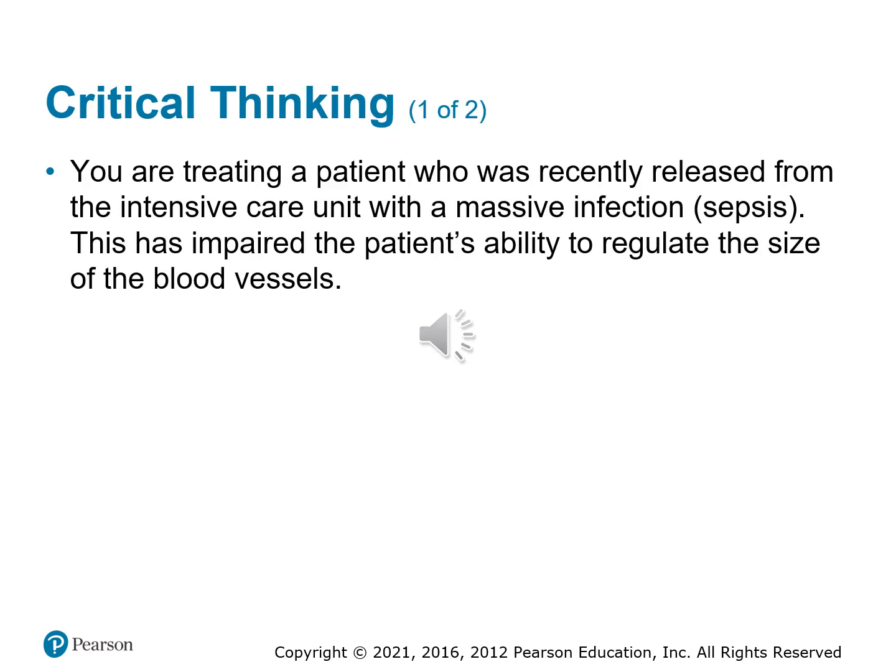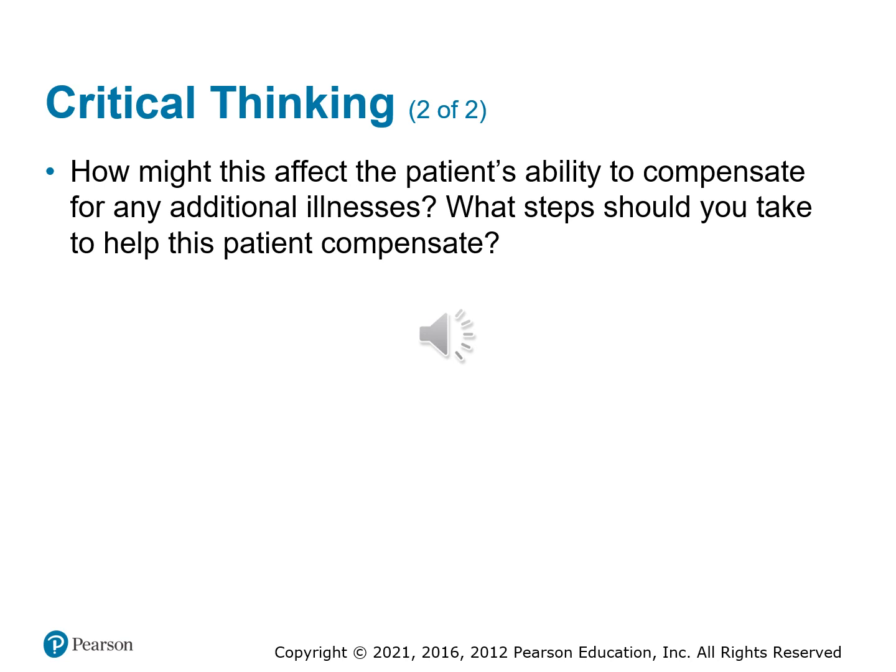Okay, a little critical thinking question for you. You are treating a patient who was recently released from the intensive care unit with a massive infection, also known as sepsis. This has impaired the patient's ability to regulate the size of blood vessels. So, how might this affect the patient's ability to compensate for any additional illnesses? What steps should you take to help this patient compensate?